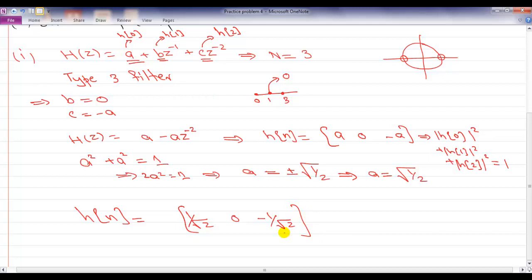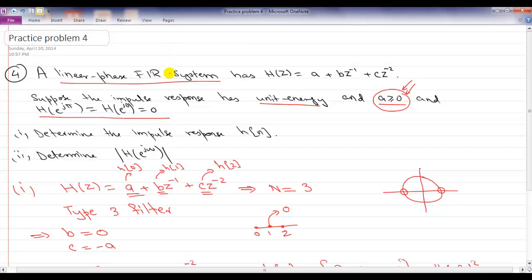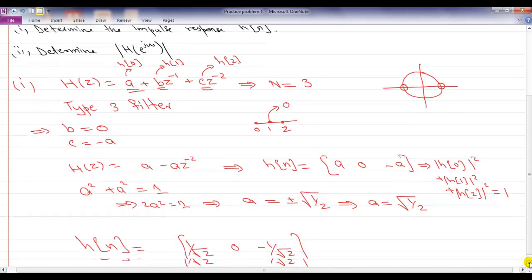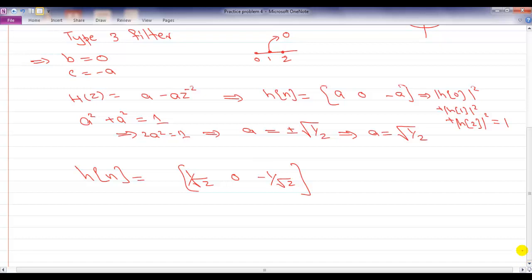Okay. The second part of this question asks you to compute the absolute value of the frequency response, and that's trivial. You just use the definition of the discrete time Fourier transform. So I'll leave that as an exercise because we have other practice problems to do. It's just a 3-length filter. Finding the discrete time Fourier transform is really a piece of cake.